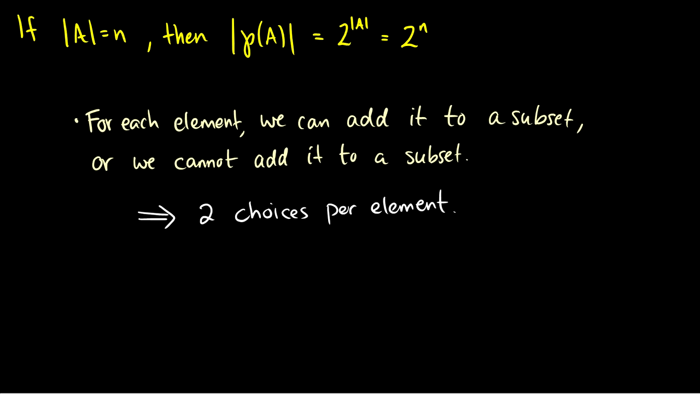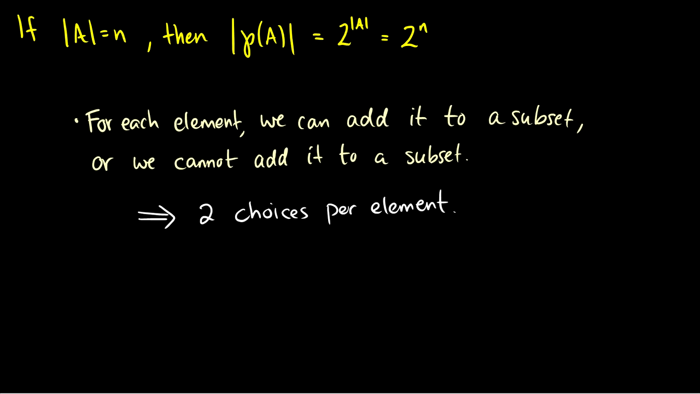Now, really talking about counting, the reason why I showed you that tree was so we can talk about the size of the set. So if your original set A has n elements, then the size of the power set will be 2 to the size of A, or 2 to the n. And this might sound a little bit confusing at first, but really, for each element, we're either adding it to a subset or we're not. So there's 2 choices per element.